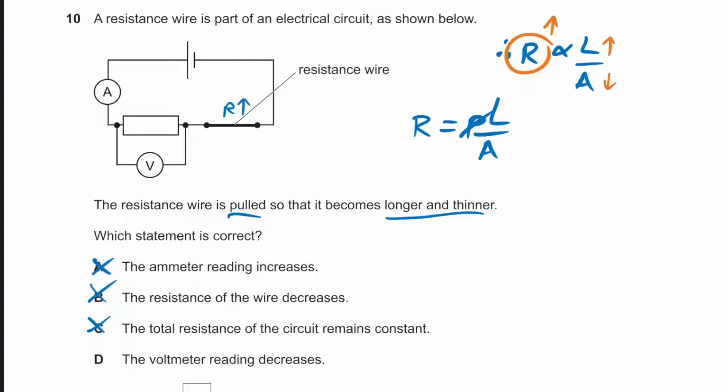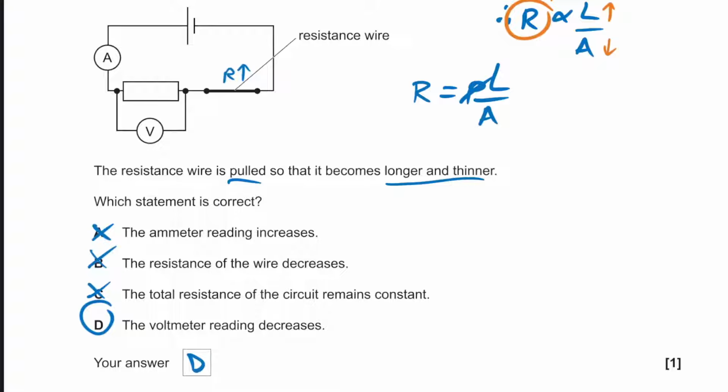Let's check it out. The voltmeter reading decreases. Yes, that is true because this is a potential divider situation now. If the resistance of this goes up, then its share of the voltage goes up as well. So the share of the voltage across that fixed resistor is going to go down.